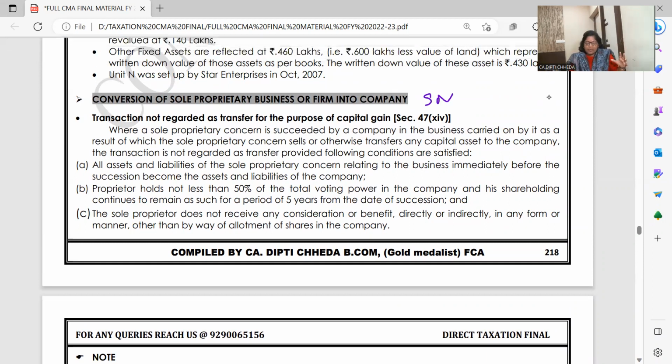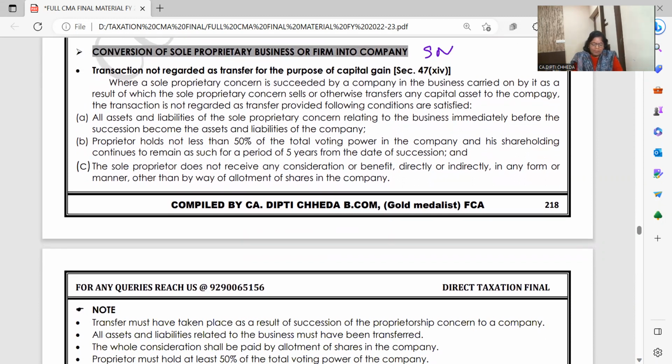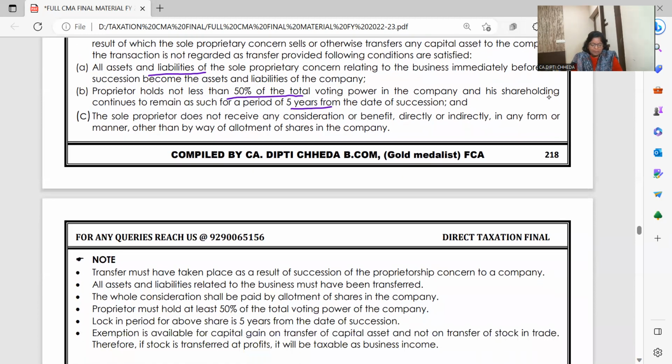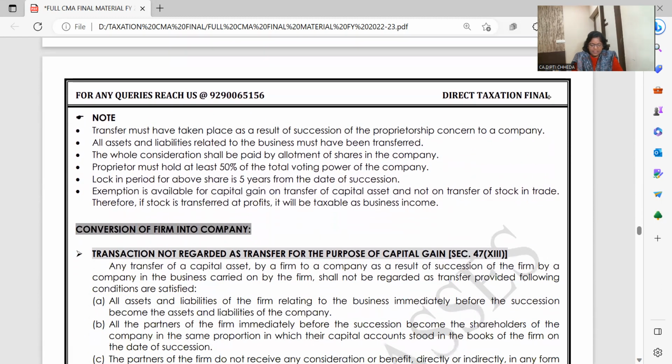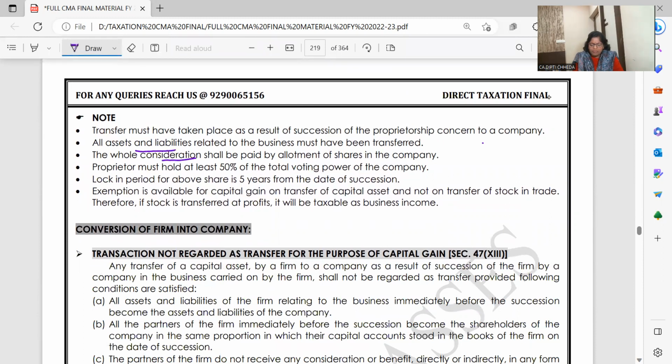If a proprietorship firm or business or a partnership firm is converted into company, all the assets and liabilities are taken over. Proprietor holds not less than 50% of the voting power for 5 years. Like partners should hold 50% of the voting power for 5 years. Just now we saw in the last Rahman wala problem. Sole proprietor does not receive any other benefit except allotment of shares. So transfer must have taken place as a result of succession. All assets and liabilities are transferred. Whole consideration comes in the form of shares. 50% would agree. Lock-in period for the above shares is 5 years.